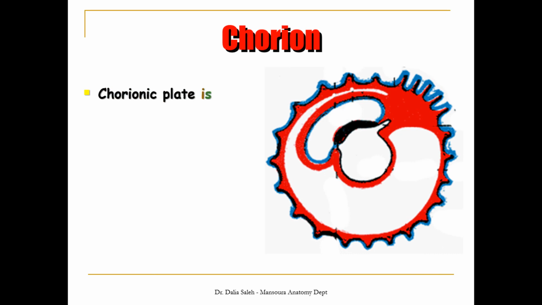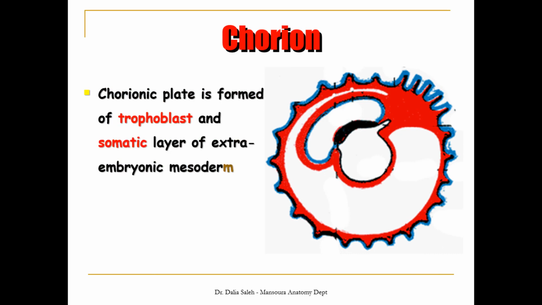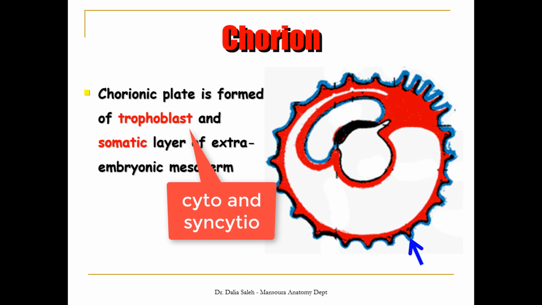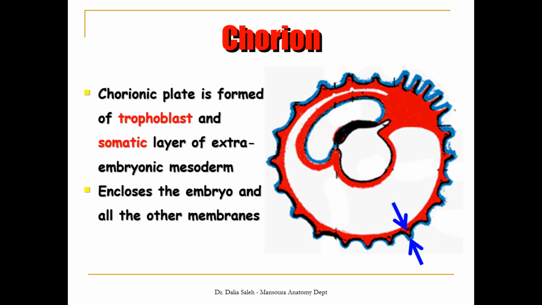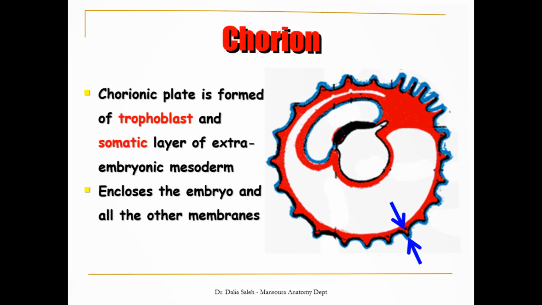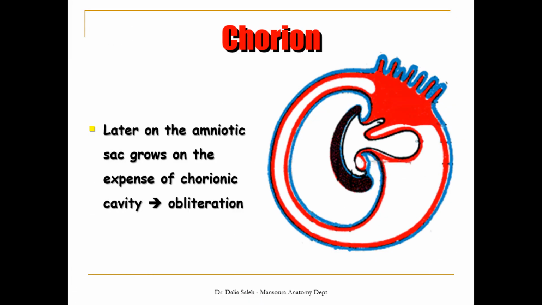The chorion, or the chorionic plate, is formed of the trophoblast and the somatic layer of the extra-embryonic mesoderm, and it is the outermost covering of the embryo. It encloses both the embryo and also the other membranes like the amnion, the yolk sac and the allantois. Later on, the amniotic cavity grows more and more as a result of folding at the expense of the chorionic cavity, which leads to its obliteration.